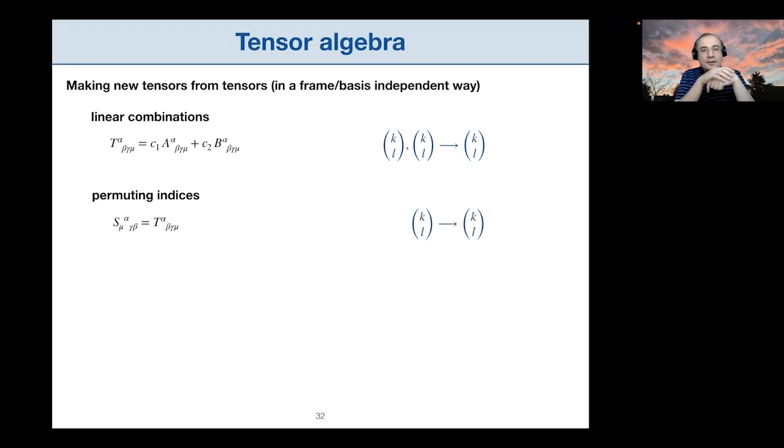But we can do other things. We can permute the indices. So given a tensor with one upper index alpha followed by beta gamma mu, we can define a new tensor which has the upper index on the second position and which has also a bit of a different order of lower indices. And we consider this a new tensor, even though in practice the components of this tensor S are pretty closely related to the components of tensor T. You just have to use them in a different order. But we consider this a new tensor.